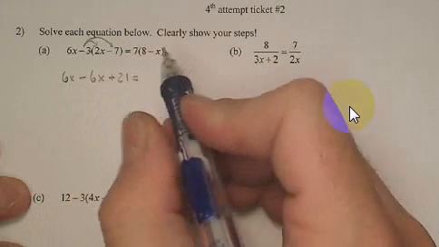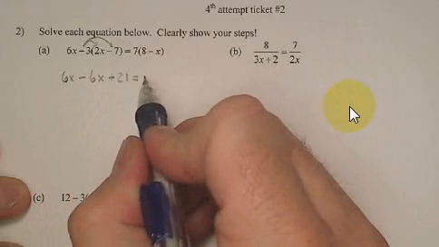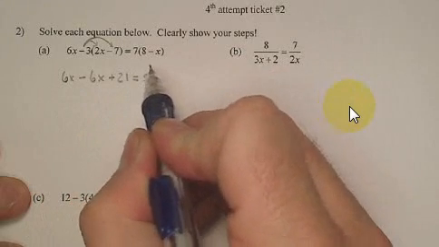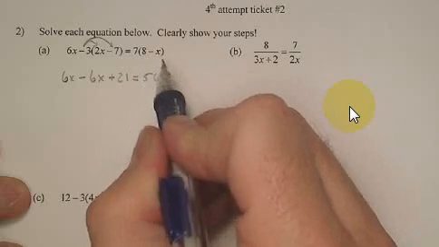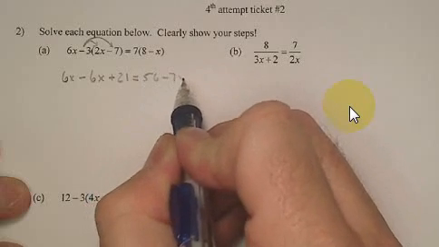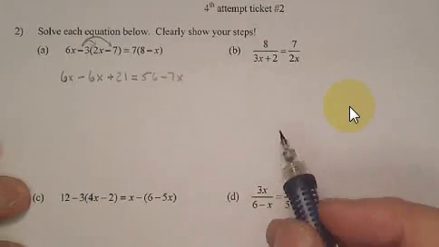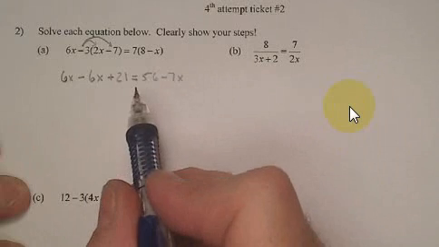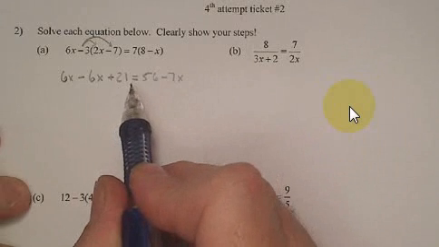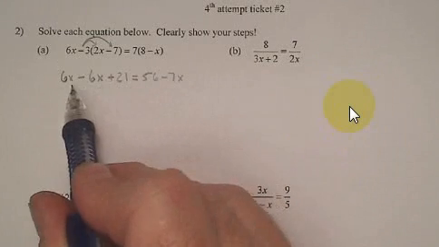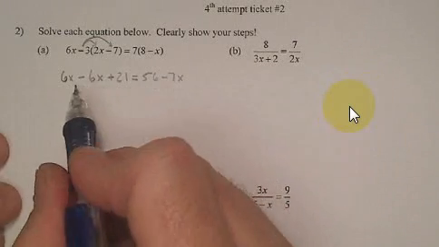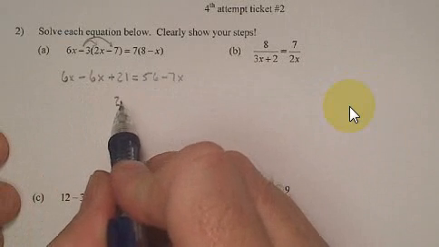Bring down that equal sign, jump over to here. 7 times 8 is 56. And 7 times negative x is negative 7x. Again, no more parentheses. You should combine like terms first before you start moving things. So on the left side of this equal sign, you'll notice 6x minus 6x. Those happen to cancel, leaving just the 21.